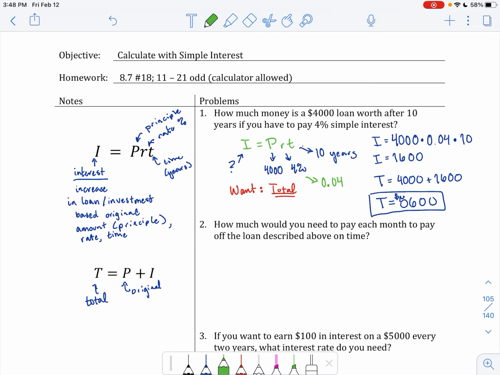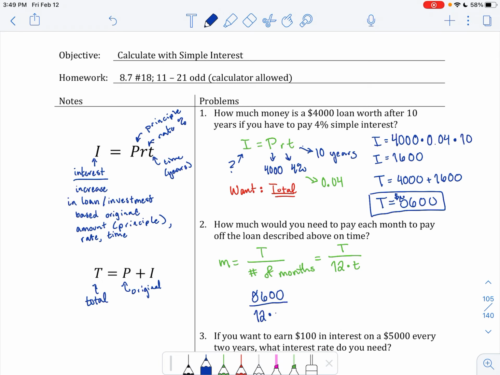So if you think about this, how much would you need to pay each month to pay off the loan described above? So your monthly payment is going to equal your total divided by the number of payments or the number of months that you'll pay. So I often think about this as your total divided by 12 times t, because remember, little t is always measured in years. And there's 12 months in every year. So in this case, our monthly payment is, the total is $5,600.